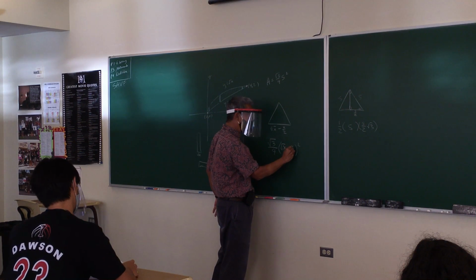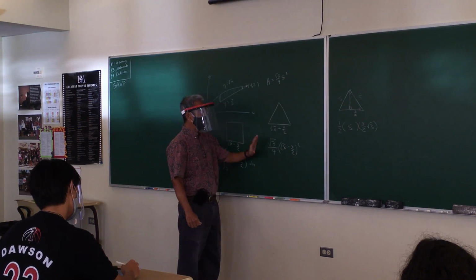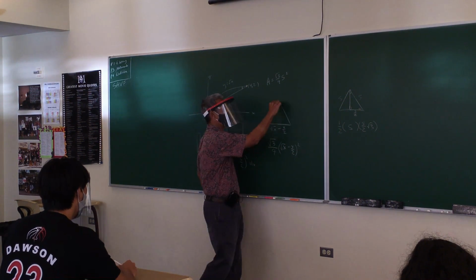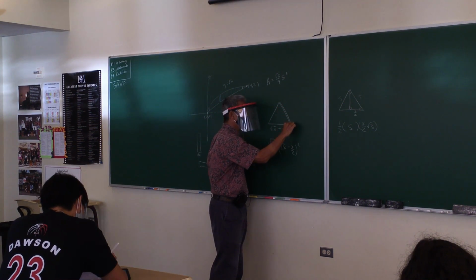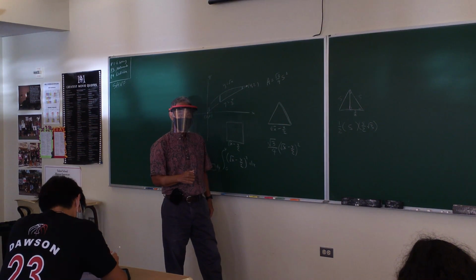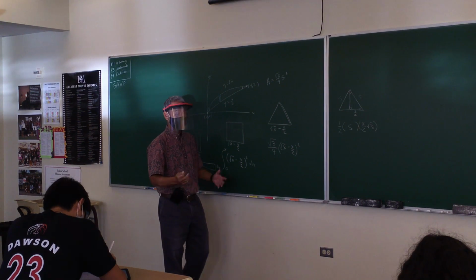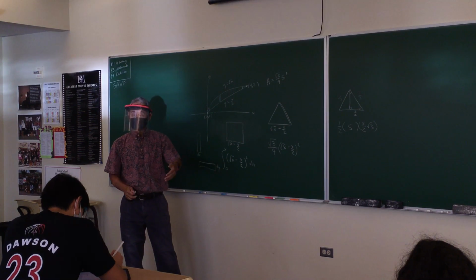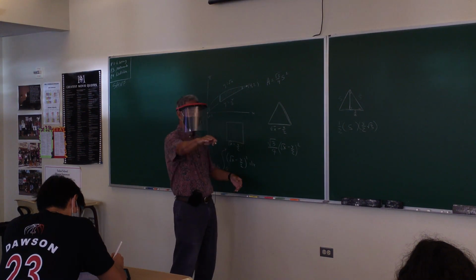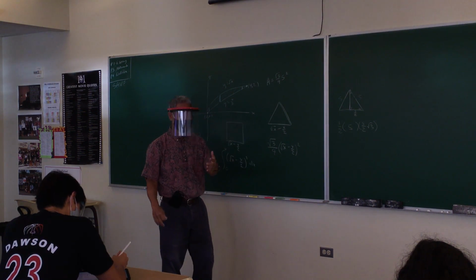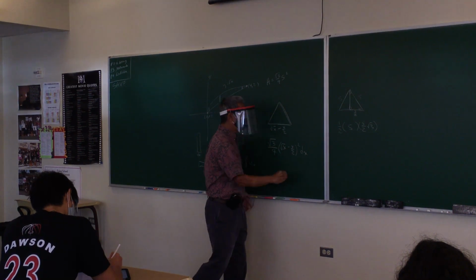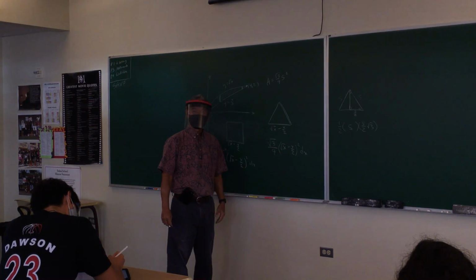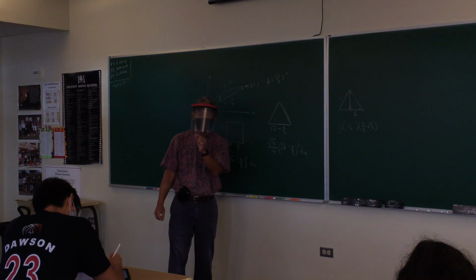Top minus bottom. But that's just the area. There's a thickness to it. What is this thickness? Dx. Why? Because I drew the rectangle vertically. Anytime you draw the rectangle vertically, it's going to be dx. You draw the rectangle horizontally, it's going to be dy. So this will be the volume of this triangular slice.